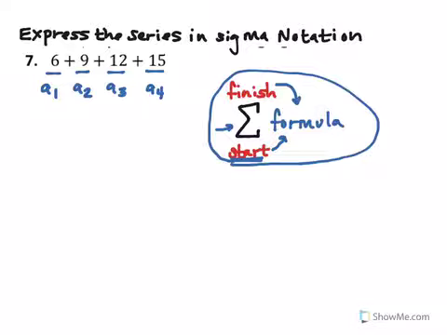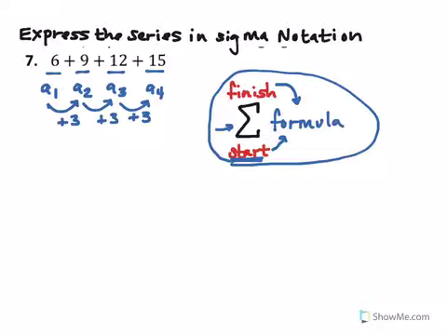So what we want to do is first examine this series and see how it's changing. From a sub 1 to a sub 2, it looks like we've added 3. And as you go along the series, we just have a difference of positive 3. So it looks like we have an arithmetic sequence, or series, because we're adding.